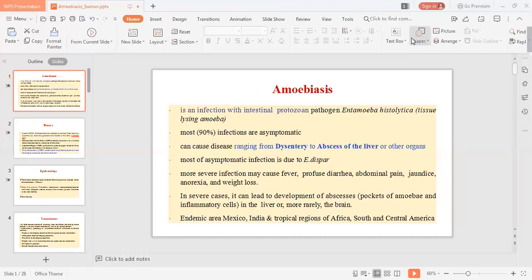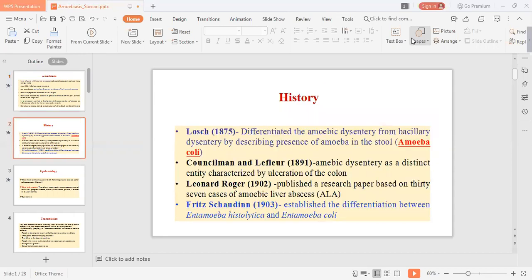And why should we study this particular disease? Because our country, India, is in the endemic zone, along with other countries like Mexico and the tropical regions of Africa, South and Central America. If you look back into the history, this is not a newly invented disease.